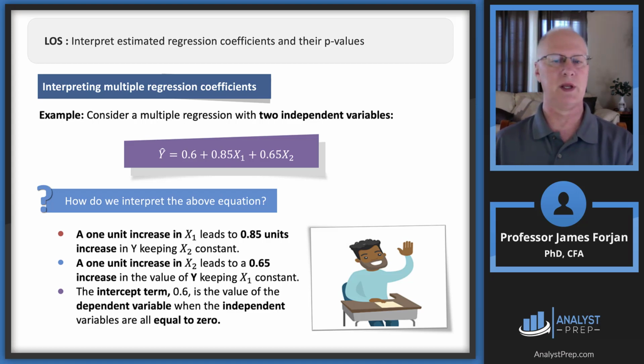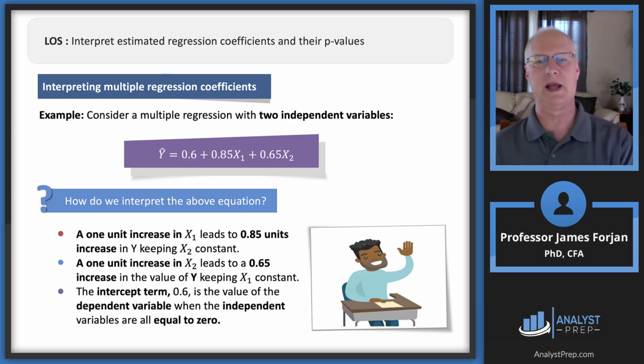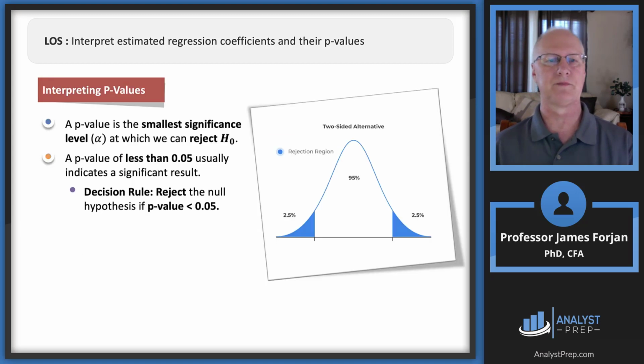So a 1-unit increase in x1 will result in a 0.85 increase in y. And then notice what we have written there, keeping x2 constant. So that's an important part of that interpretation. And then of course we do the same thing with x2. And then what about the intercept? That really is the answer to the question, well, if for some strange reason x1 and x2 are 0, then the value of y takes on 0.6.